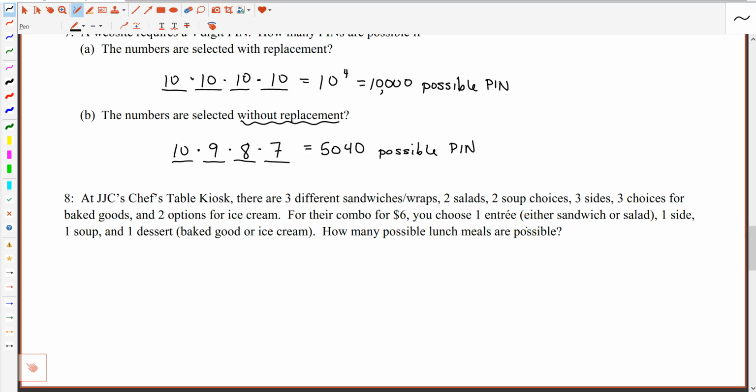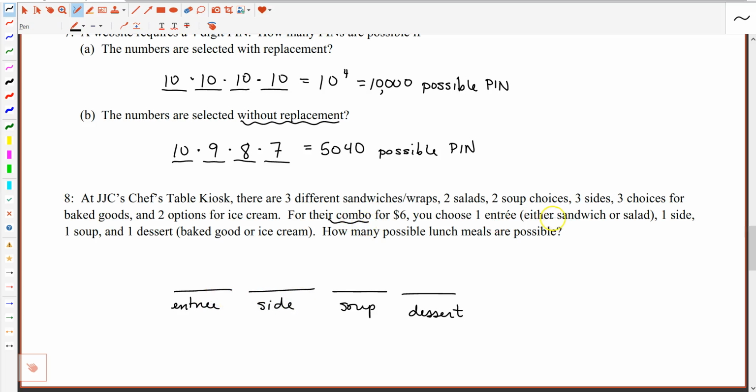So in this one, let's keep track of what a lunch meal is. For this lunch meal, this combo, you can choose an entree. So I'll put down a blank for that and label that. So it's an entree choice. You can choose a side. You get some soup. And you get a dessert. So let's go and figure out the count for each one of these different stages of choosing this combo.